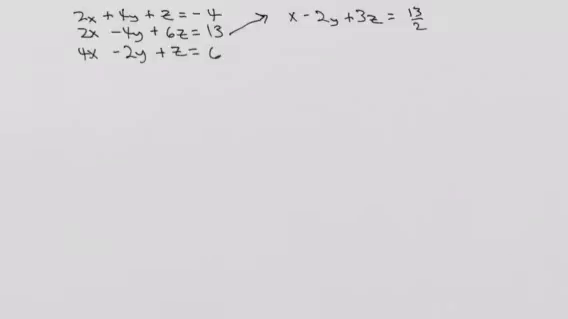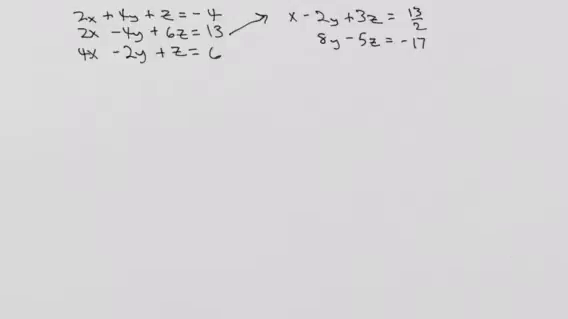For my second equation, I want to get rid of x. I can take these two equations and subtract the second equation from the first. That is going to give me 8y minus 5z equals negative 17.